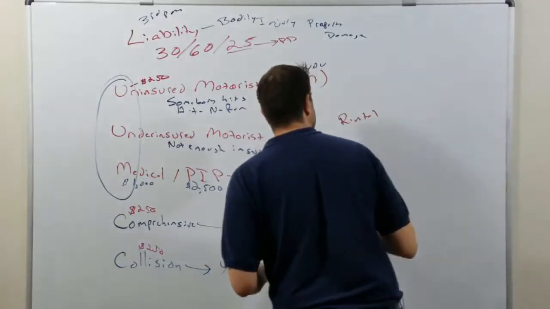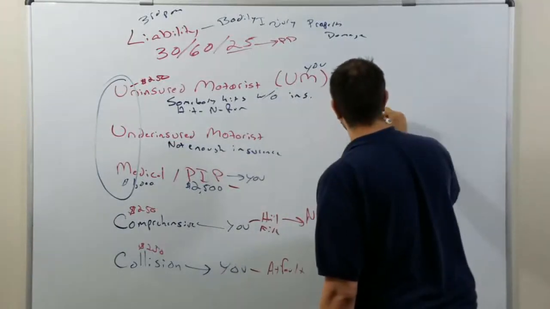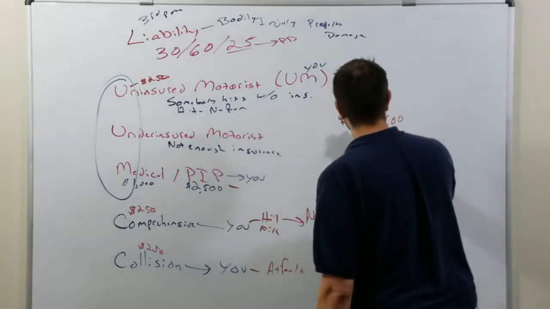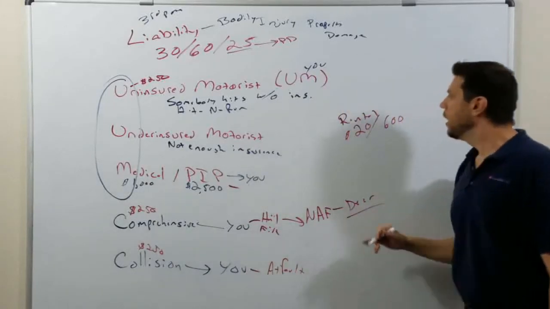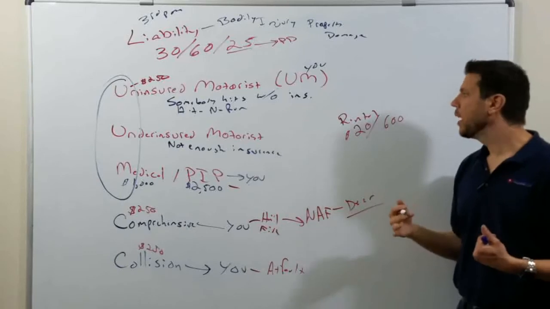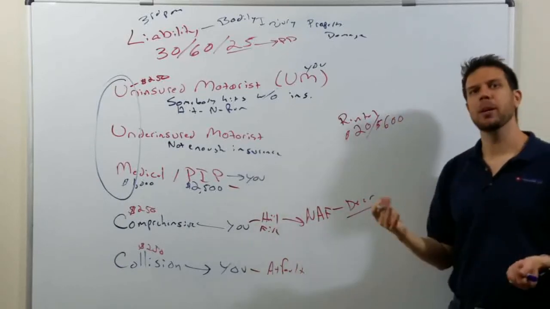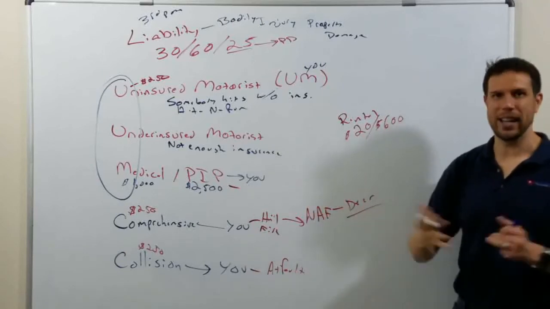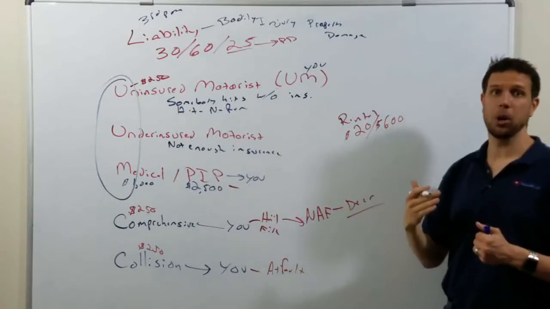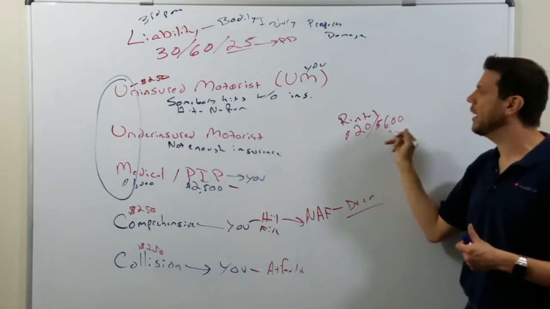Rental reimbursement, the minimum you can get is $20/$600. That means it'll cover $20 a day for a rental car, up to a maximum of $600. Rental reimbursement is only good for 30 days. It's not supposed to ever go over the 30 days. So you can only buy it in 30-day divisions.